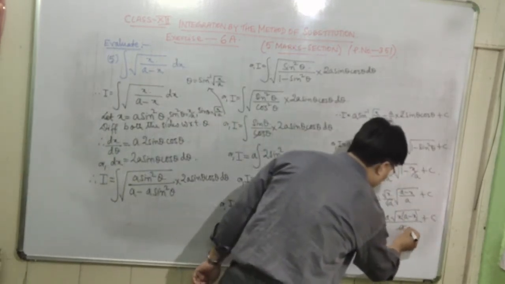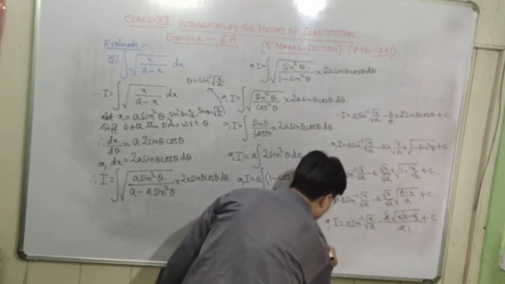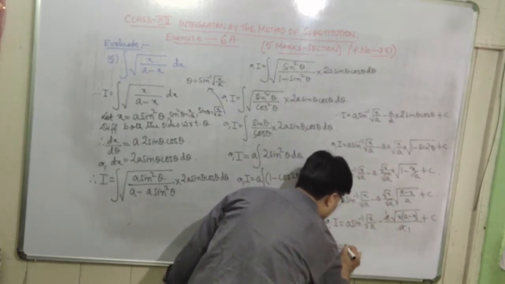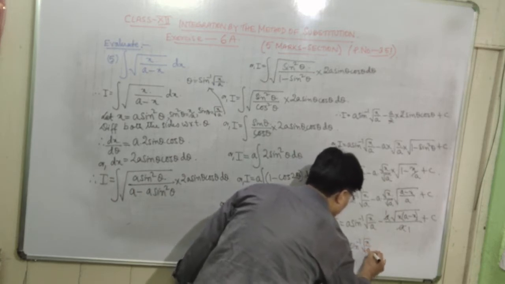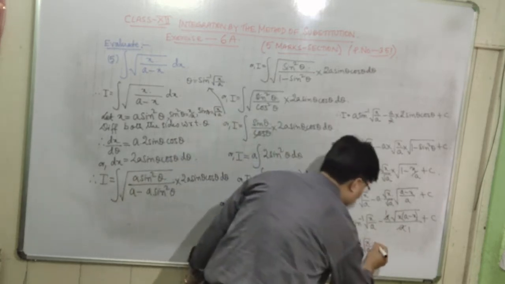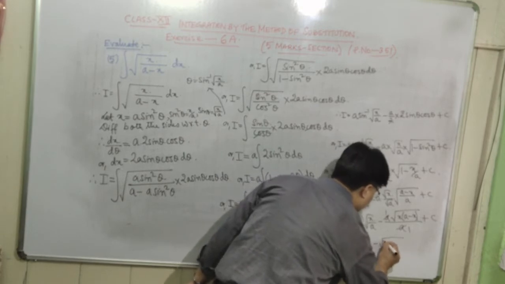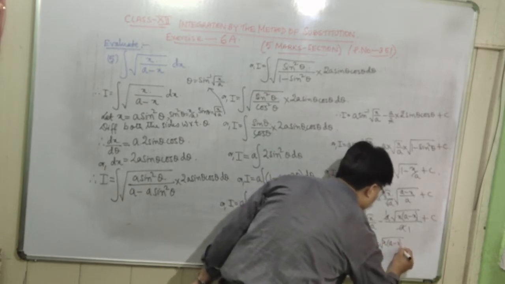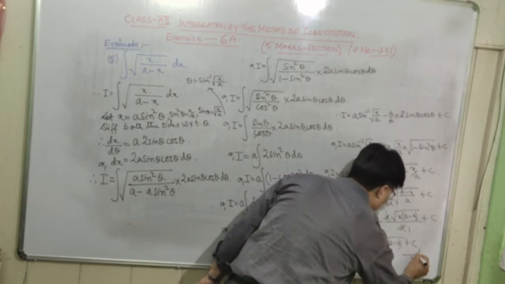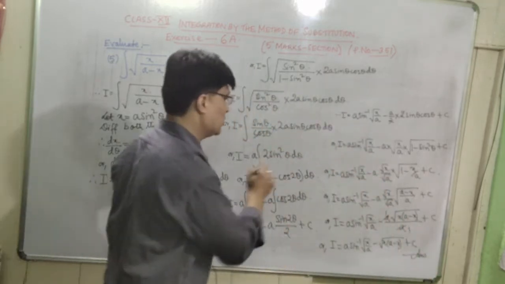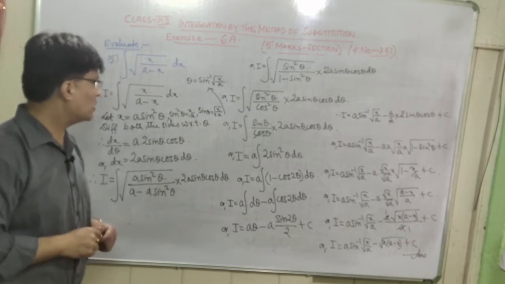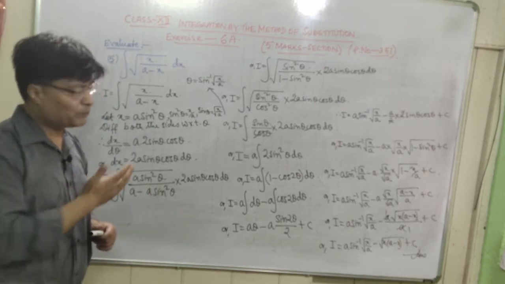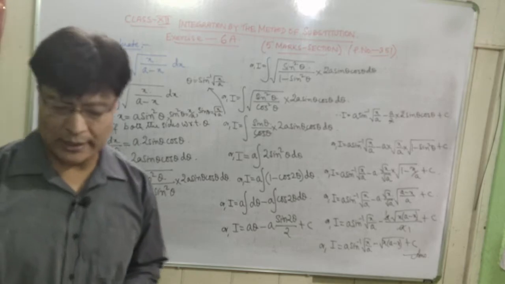So here you can cancel this, a will be cancelled. Or what is I now? A sine inverse root over x by a. And what is the second term? Minus root over x into a minus x, then plus c. So this is the final answer. So I think you have understood the question. Okay, so you can copy it. Now we'll do the next question.